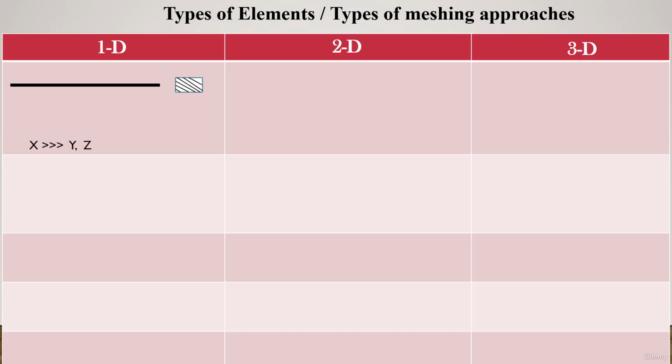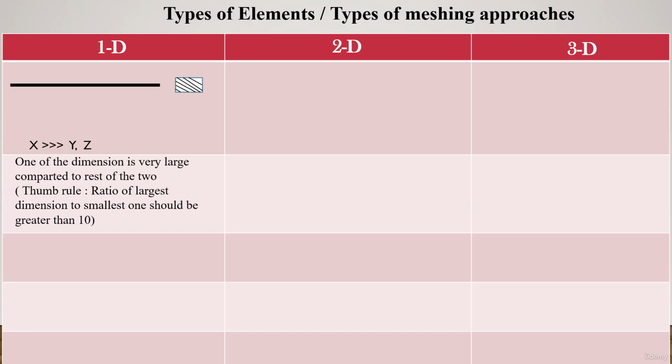and to that line we are going to apply the cross section. So here we understood that 1D meshing is generally useful when one dimension is very large as compared to the others. But the question is how large it has to be. So there is a standard thumb rule. Generally, the ratio of the largest dimension to the smallest dimension should be greater than 10. In that case, we can use 1D meshing.